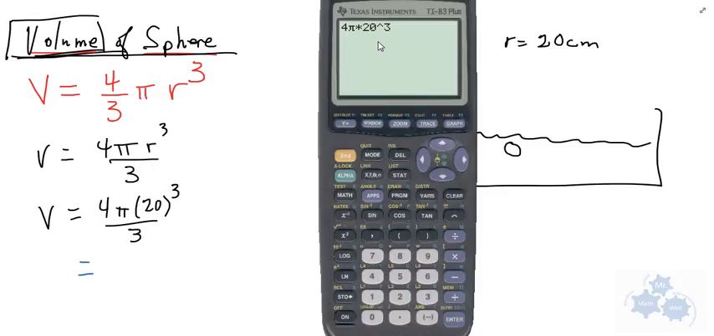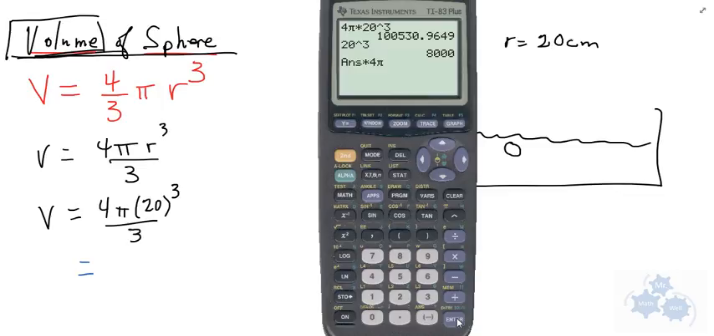Okay, you might need to put brackets in there, but let's just see what that gets us. Oh, that's a lot. Does that look like too big? Do you think? Well, 20 times 20 times 20 is pretty big, right? Like 20 cubed itself is 8,000, right? So let's see, times 4 pi.